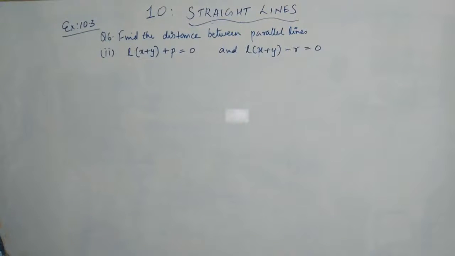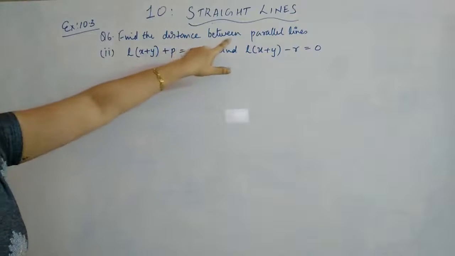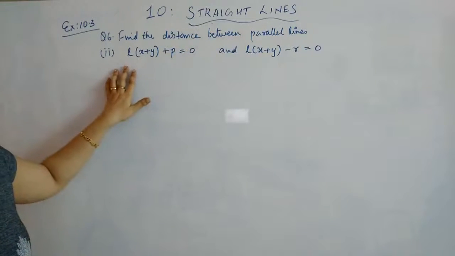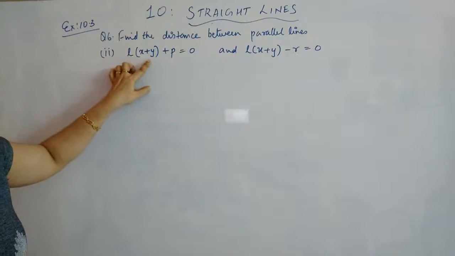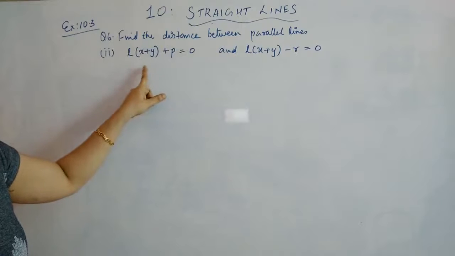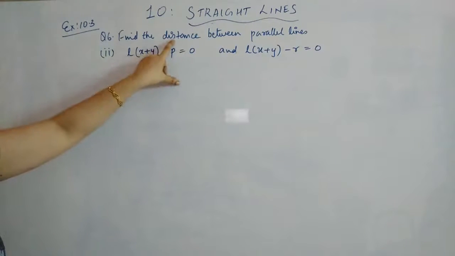Okay. Second subdivision is Lx plus y plus p equal to 0 and Lx plus y minus r equal to 0. Here again you have to see, it is not compulsory that they will tell you that they are parallel lines. So we have to confirm whether they are parallel lines or not by seeing the coefficients of x and y. If both the equations have the same coefficients for x and y, then they are parallel lines and you have to use the formula for distance accordingly.